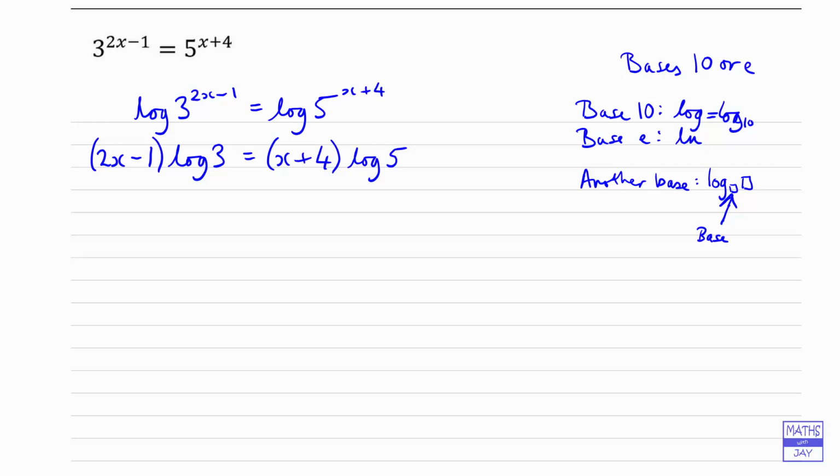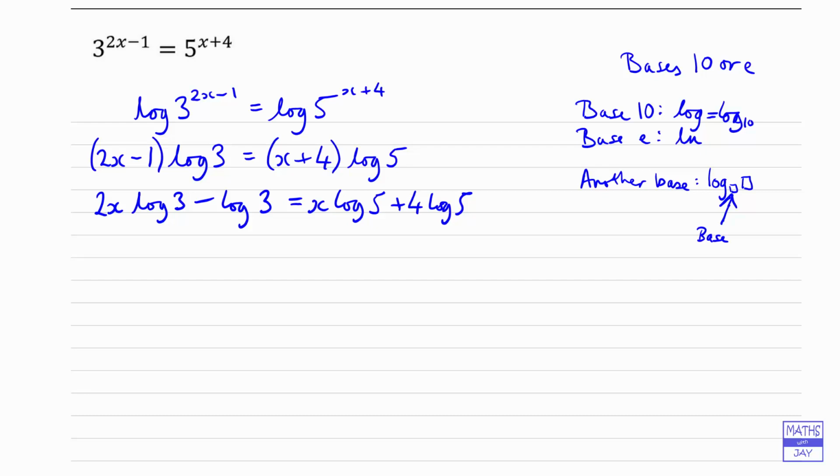So what we'll do is we'll multiply out the brackets on both sides, and then we'll want to get our x terms on one side and everything else onto the other side. So multiplying out both sides, we get 2x log 3 minus log 3 on the left-hand side. And then on the right-hand side, x log 5 plus 4 log 5.